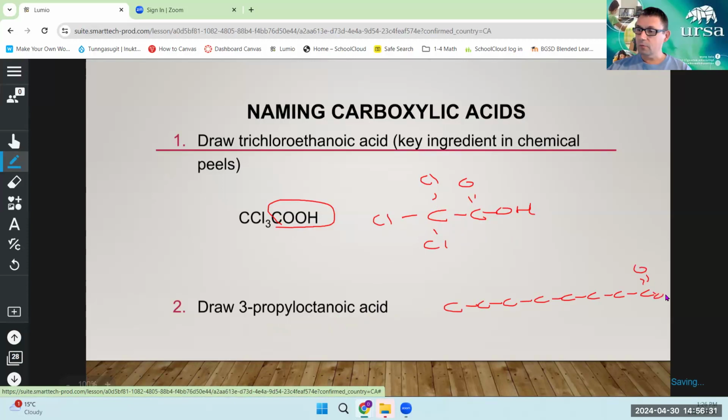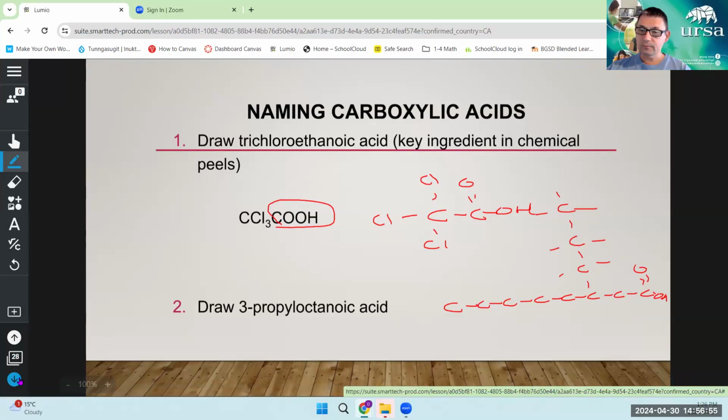With a carboxyl group on carbon number 3, we have a propyl group: methane, ethane, propane, 3 carbons. Carbon 1, carbon 2, carbon 3. So we attach a 3-carbon side chain. 3-propyl octanoic acid.